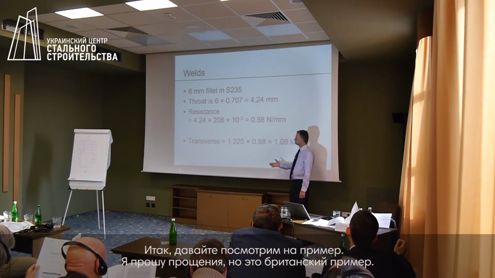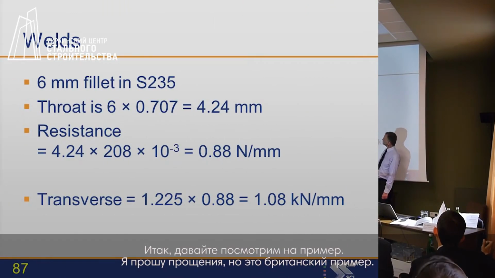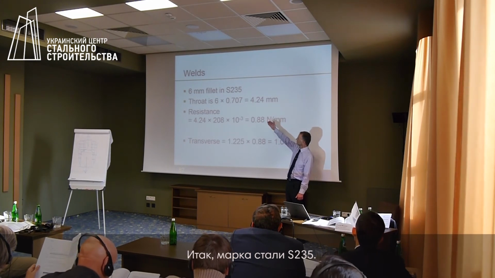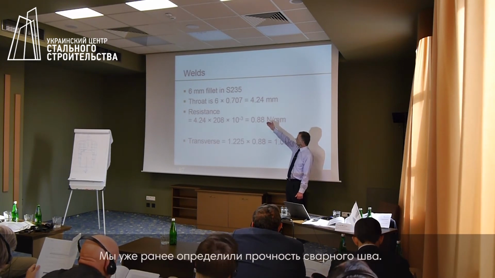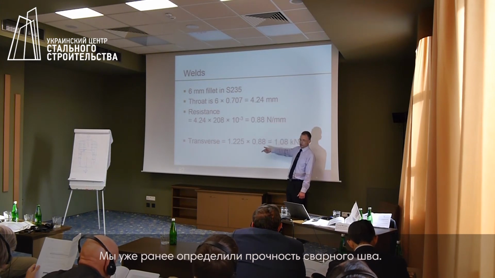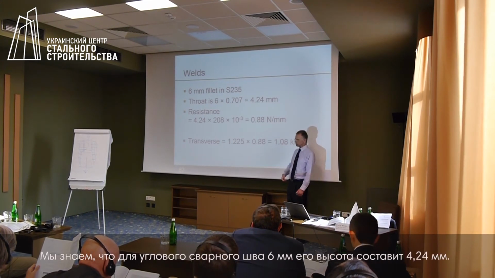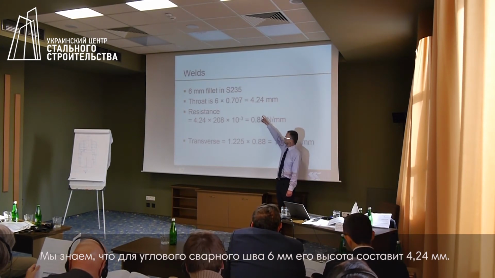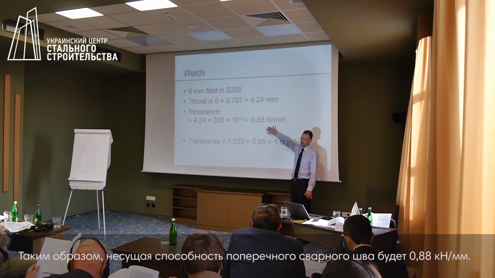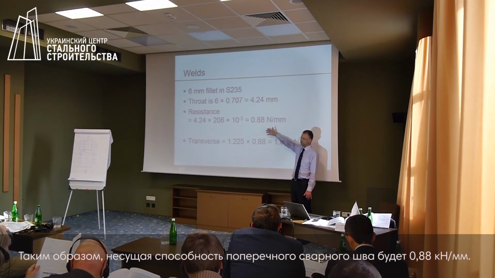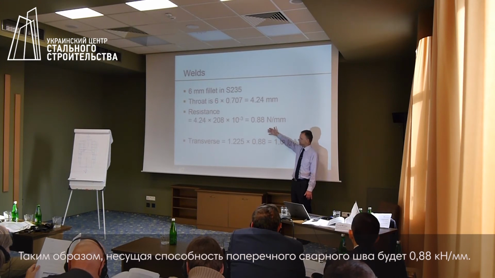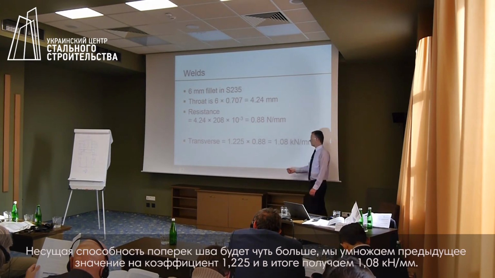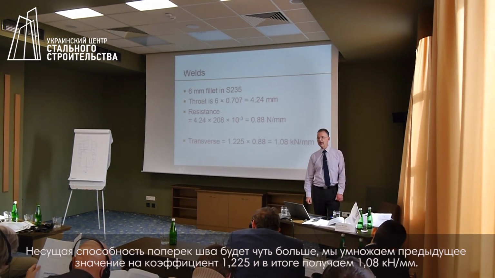So this is a UK example, for which I apologise. Oh no, it's a Ukraine example. S235 steel. We work out the weld strength, which you saw on one of the previous slides. We know that for a 6mm fillet weld, the throat is 4.24 millimetres. So longitudinally, a 6mm fillet weld, 0.88 kilonewtons per millimetre. Transverse weld, a little bit stronger, 1.225 gives us 1.08.